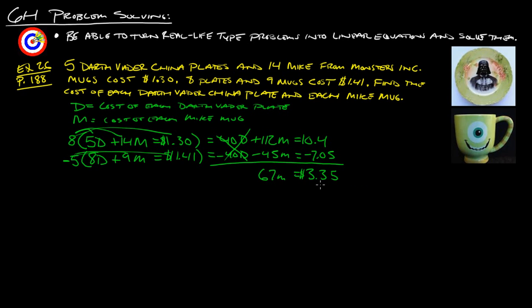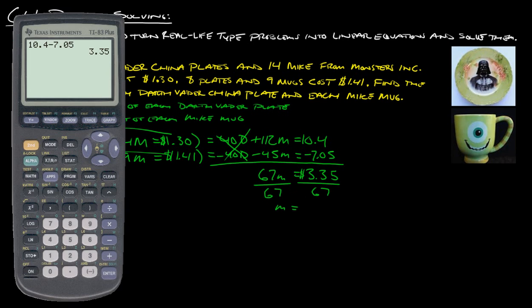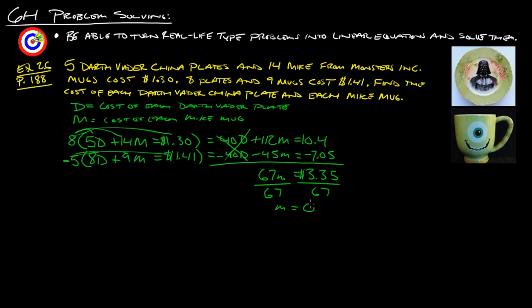Alright, so 67 Mike mugs would cost $3.35. Wow, what a bargain. Divide both sides by 67, and we get the cost of the Mike mugs. So 335 divided by 67 gives us 5 cents a mug. Wow, come on, that's a great deal. 5 cents for each Mike mug.